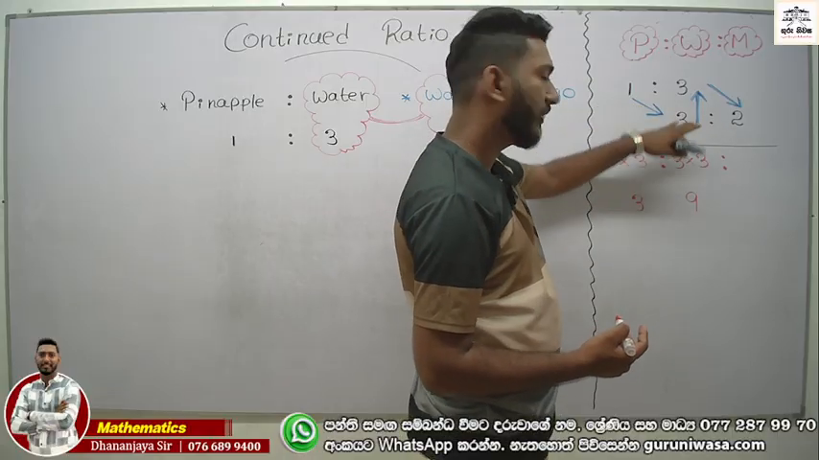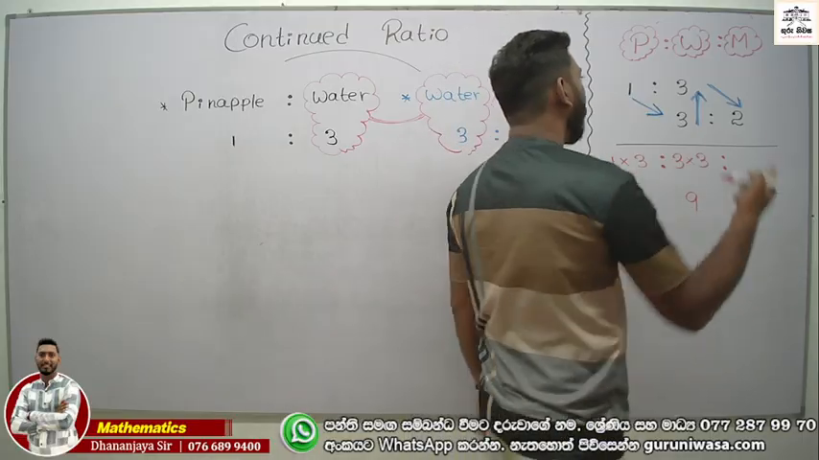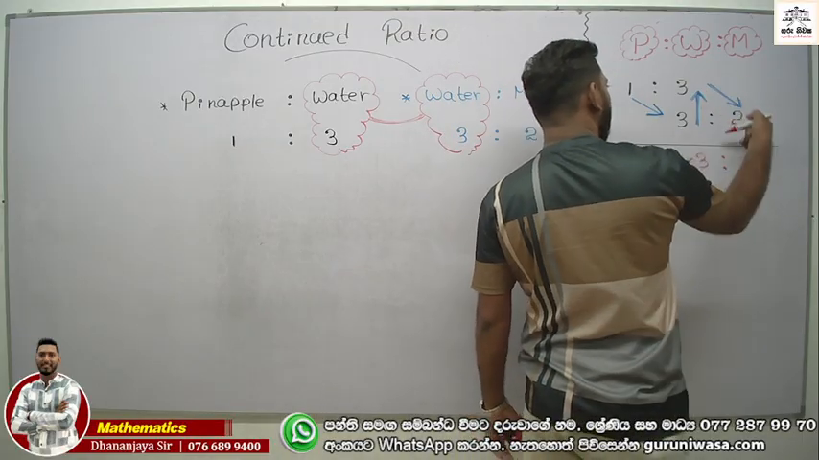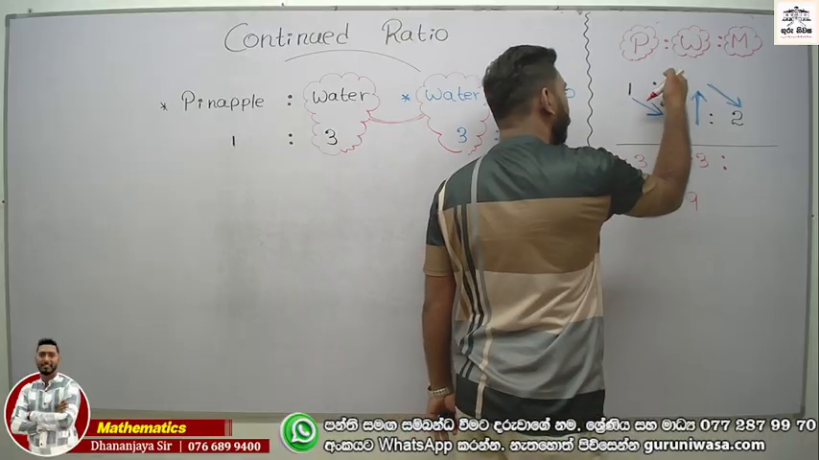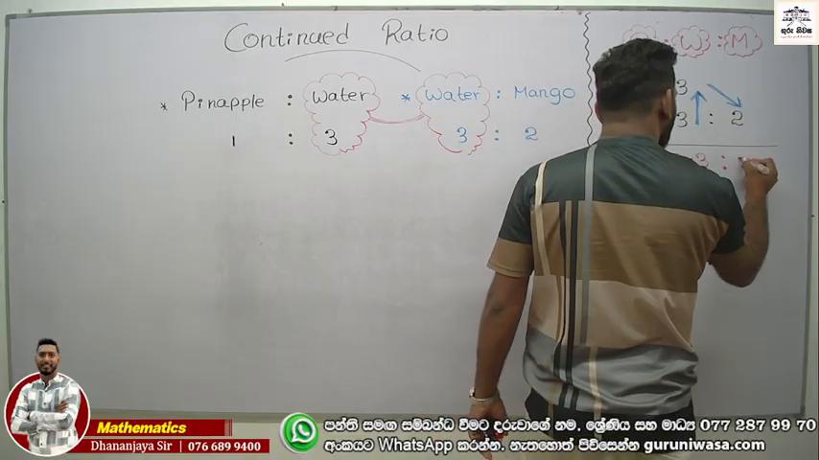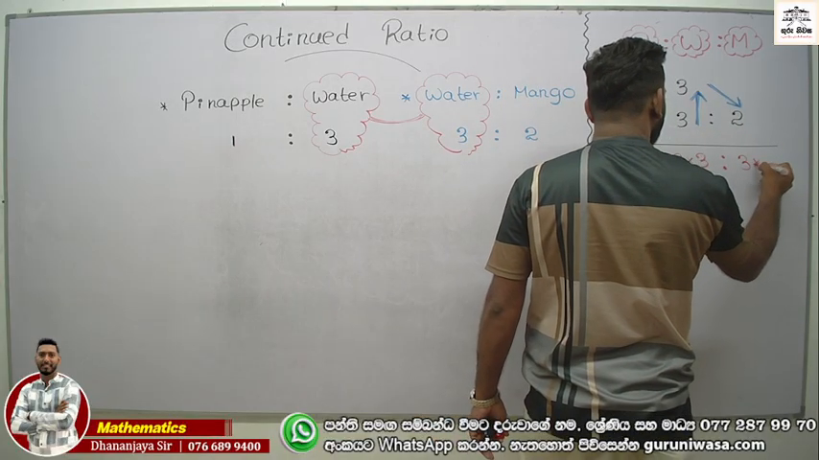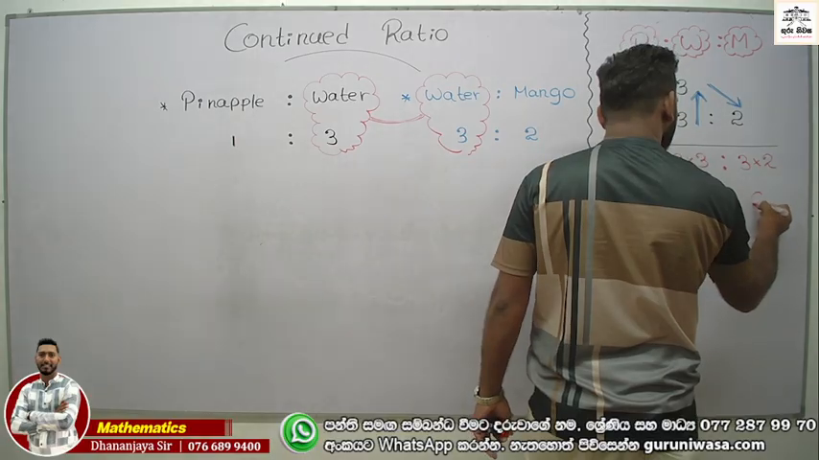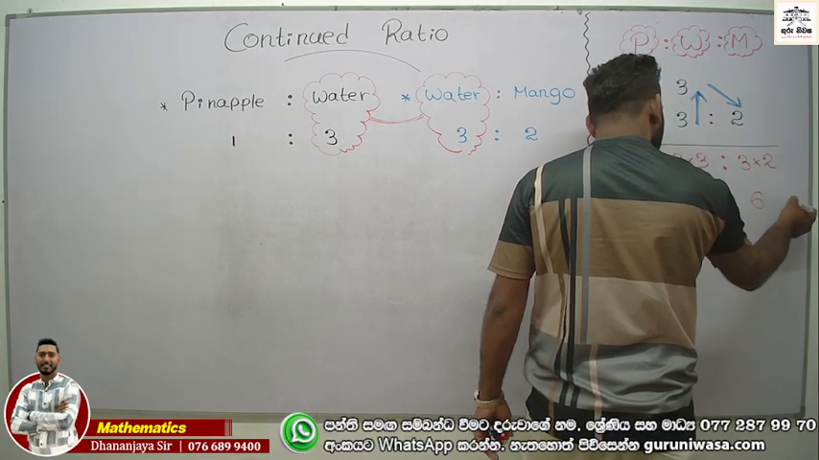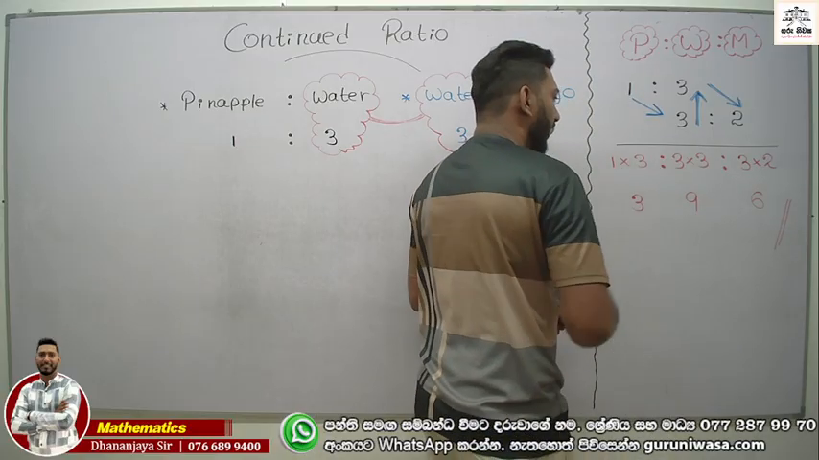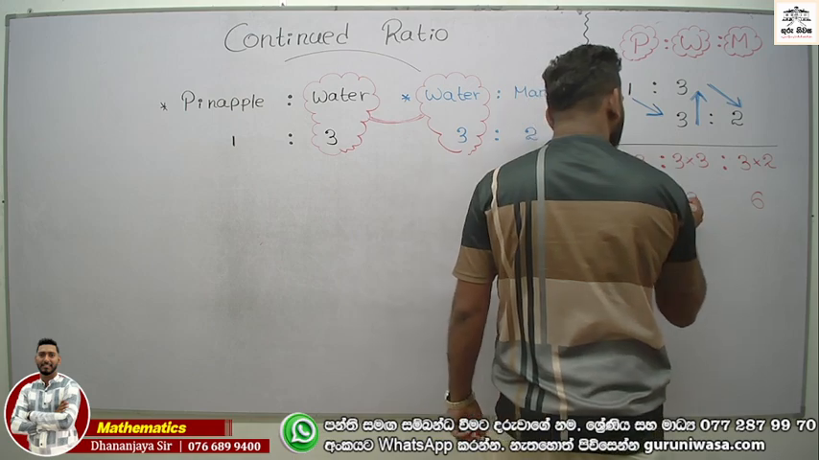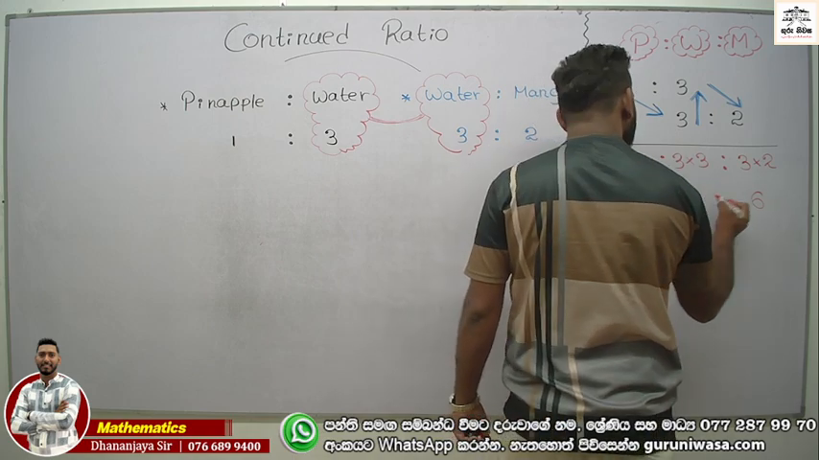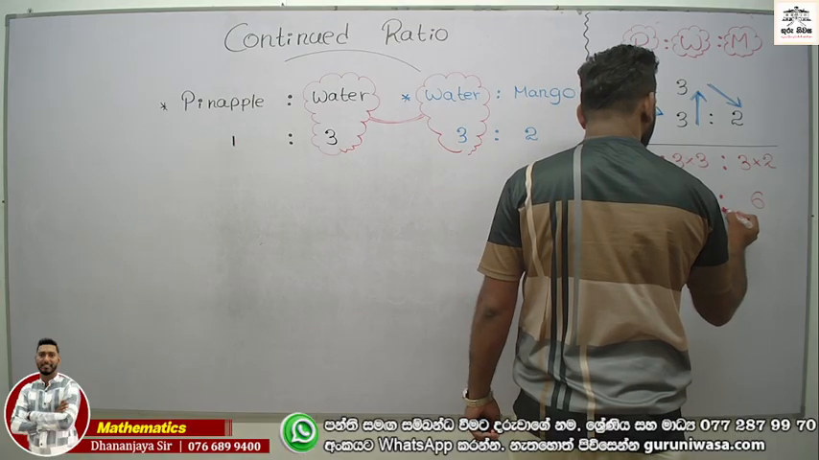3 times 3, 9. Now next one, 3 into 2. We multiply these two. 1 times 3, 3 times 3, 3 times 2. Now the answer is 3 times 2, then the answer is 6. Now this is a final result. This is a final result as a ratio between 3 into 9 into 6.